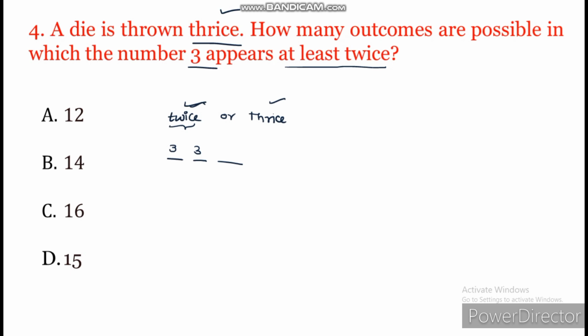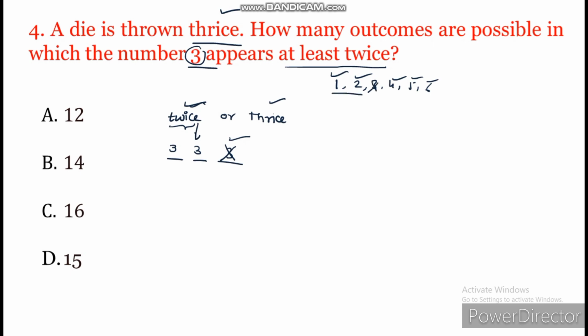Twice. Okay, it appears twice. Now to fill up this, how many options do I have? I have 1 2 3 4 5 6. To fill up this, I have 1 2 3 4 5, because I cannot fill up 3 here. If you fill up 3, what do you get? It becomes at least thrice now. If I fill up 3, it becomes at least thrice. So I can't fill up 3, because I am checking only for twice. So I don't fill up this.